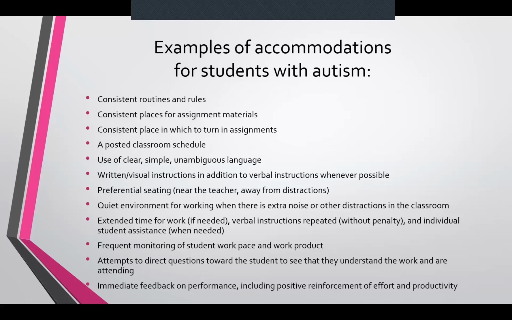And this is just a list of really common accommodations that oftentimes students with autism have, either as part of their IEP or as part of a 504 plan if they aren't eligible for an IEP. You can see where it really emphasizes consistency, making things visual, keeping your language simple, being able to repeat things, having a work environment that's going to encourage concentration, having extra time or having some assistance, right? Making sure that the child's comprehending and providing a lot of feedback and reinforcement. So these are things that are pretty common to see in 504 plans or in the accommodation section of an IEP.